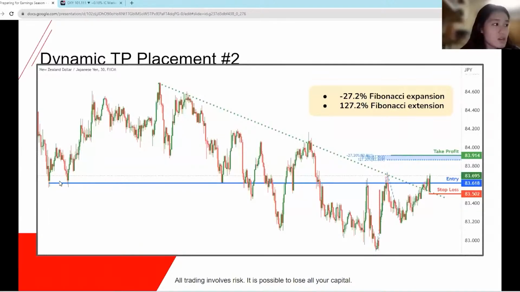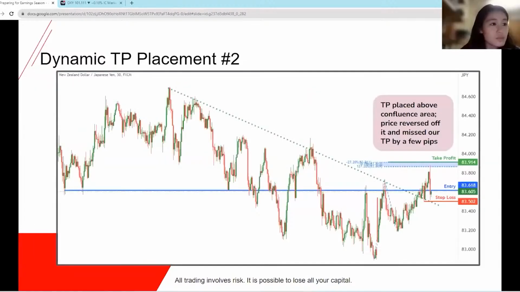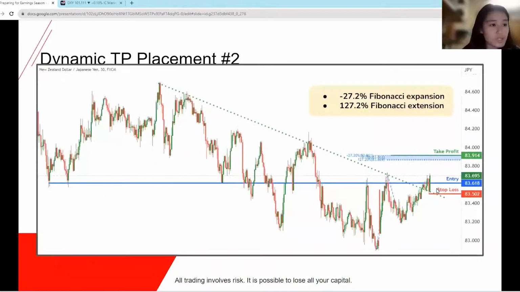An overlap resistance in this case basically means that you have a swing low that lines up nicely with a swing high. Our entry is a pretty strong level since price has tested it many times before. And then our stop loss is just at this swing low here. So the take profit, we've placed it above the confluence area. And you can see when price moved up, this is the before, right? We're expecting price to bounce off of the entry and hit towards our take profit.